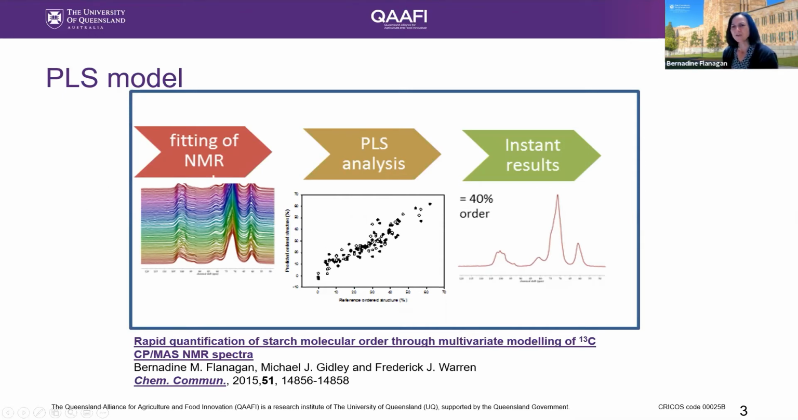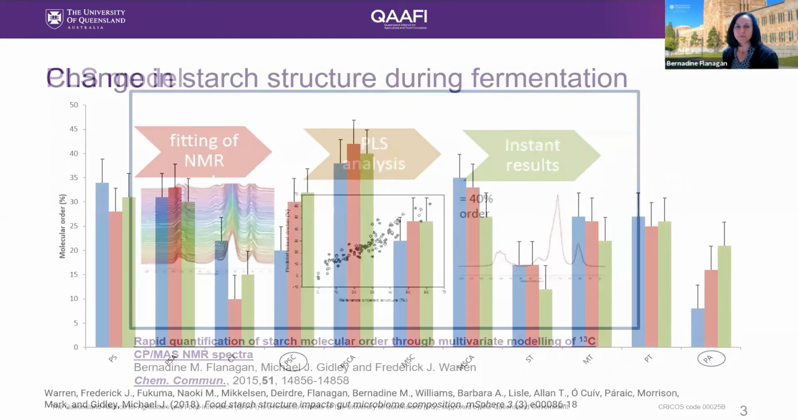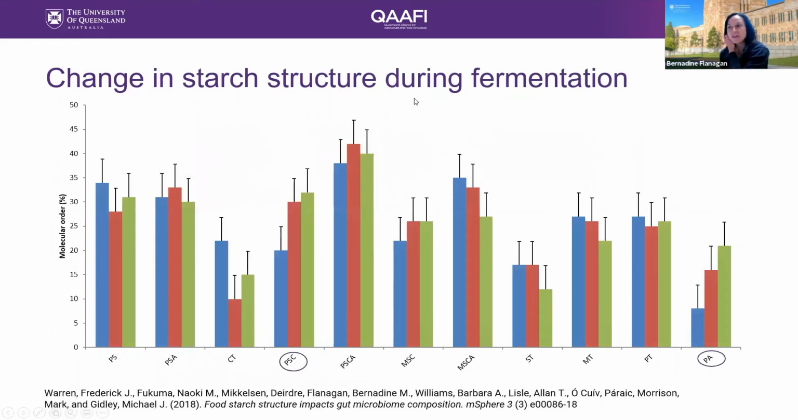And it is very useful because we can use it in complex foods. It works very well, even after you've got a sample that's gone through fermentation. So without any cleanup, you just take your starch straight from the digester, and you can look at the structure. So here we looked at the changes in structure during fermentation. This was published in 2018. So this is Fred's paper.